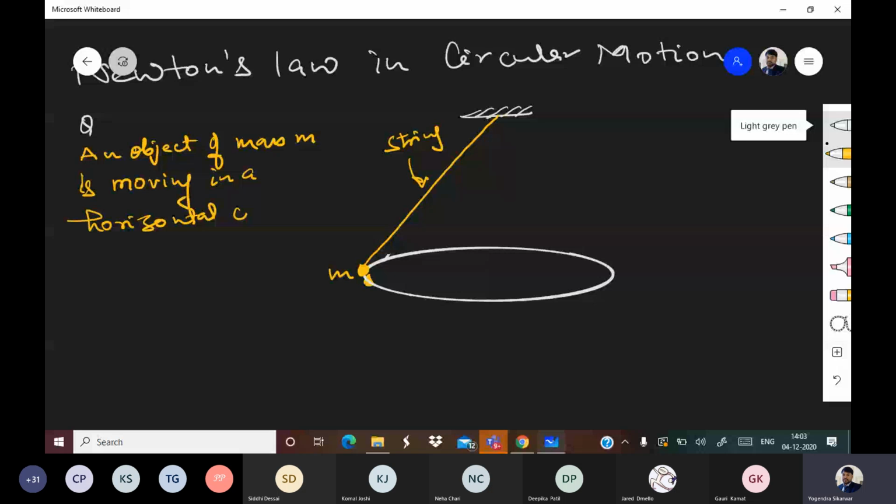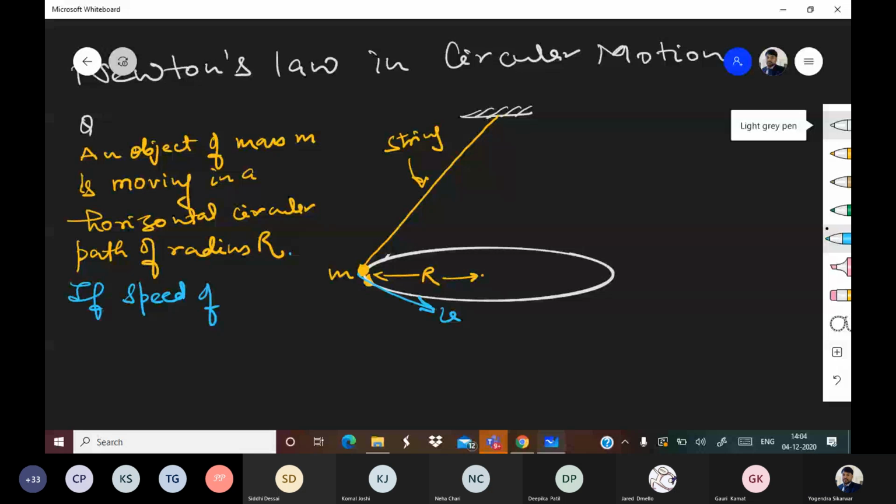Now the next question is, if speed of object is v, find angle made by string with vertical. Okay, so what you need to find is angle made by string with vertical. Please solve, everyone.